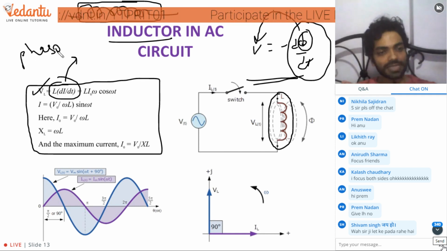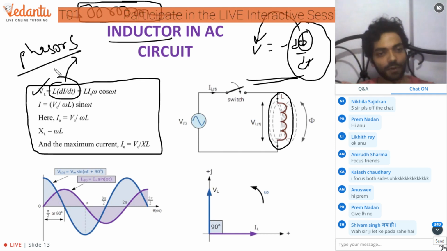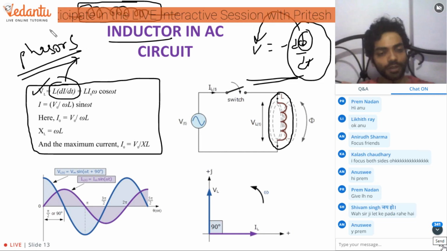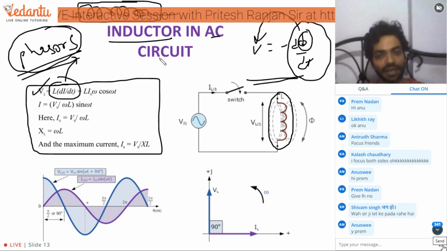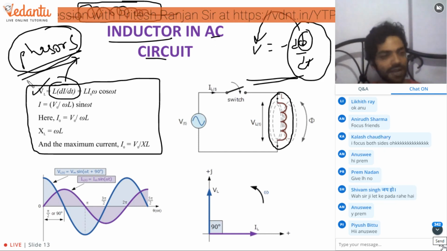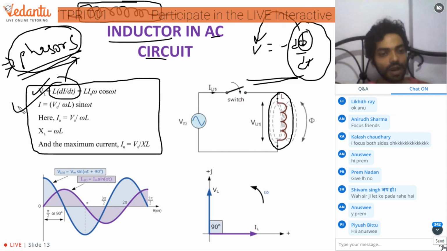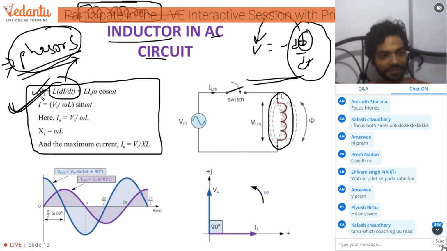So phasors, yes, phasors guys are very important to understand all these equations in AC circuiting. So at the end, if I have time, I will surely go through a quick introduction about phasors so that I can let you know how to derive these equations.